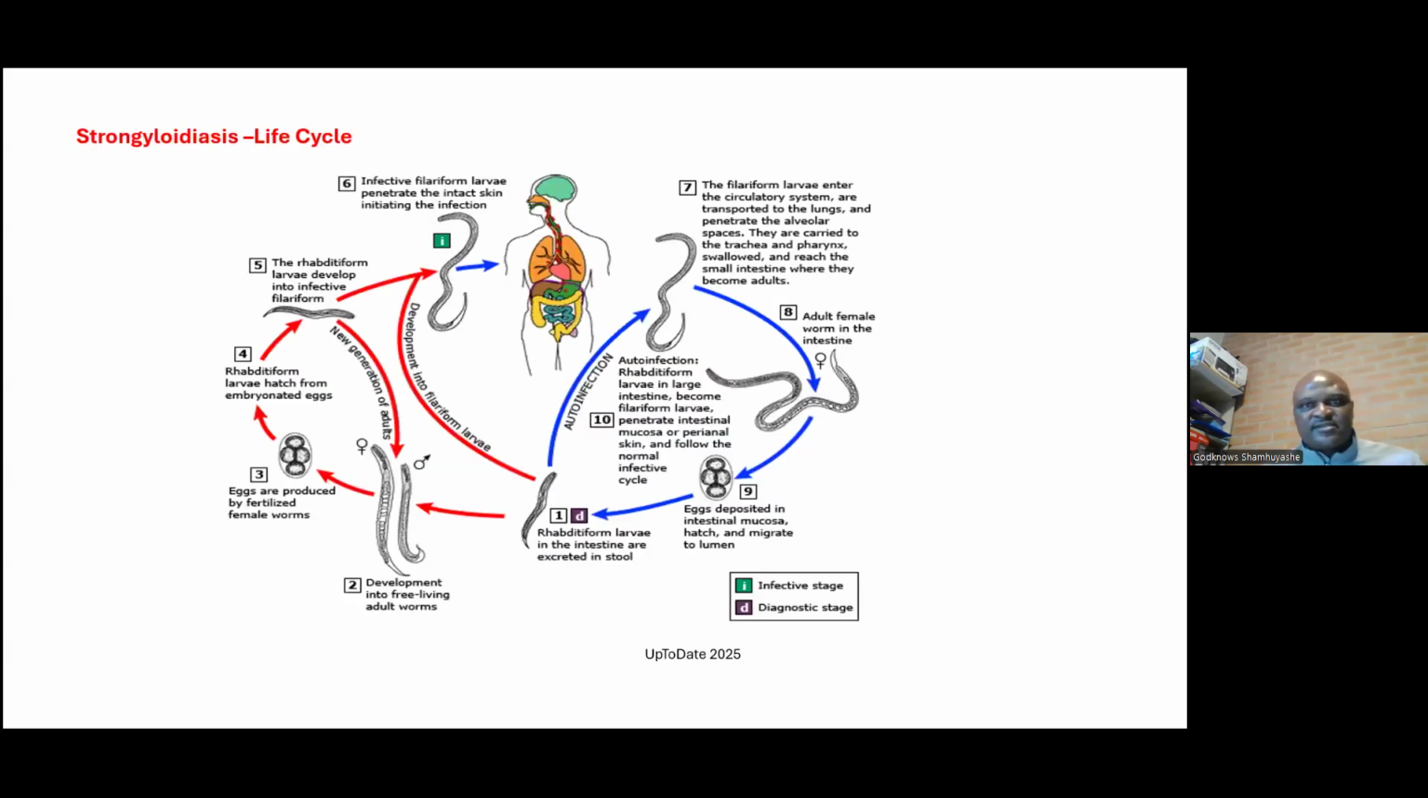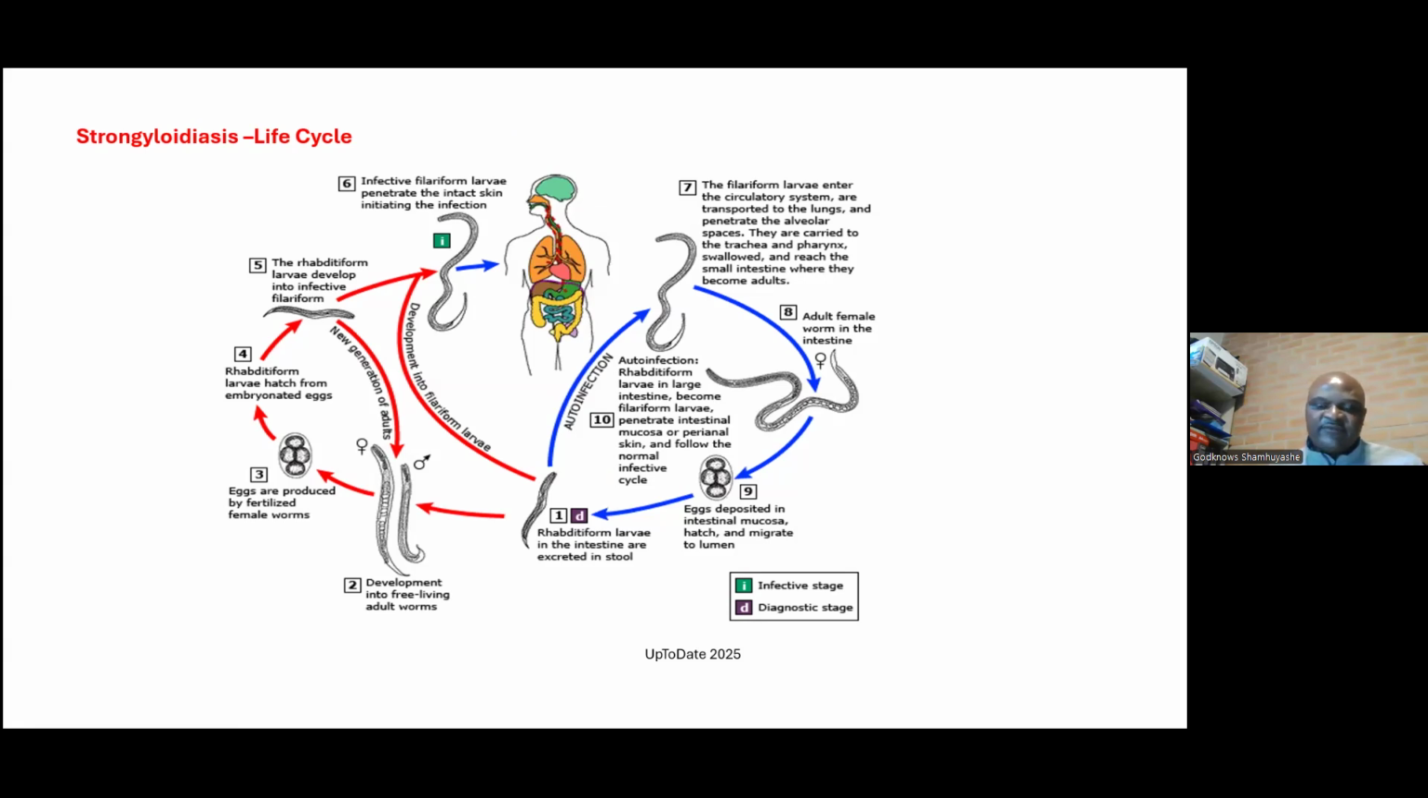So moving on to strongyloidiasis, like many helminthiases, the spectrum of clinical manifestation is underpinned by the worm's life cycle in the human host. We have the larva, which is excreted in the stool, and then develops into free-living adult worms. The eggs are then produced by the fertilized female worms, and the larvae hatch from the embryonated eggs and develop into infective filariform larvae. These infective filariform larvae penetrate the intact skin, initiating the infection. When they are in the circulatory system, they are transported to the lungs and penetrate the alveolar spaces. They are then carried into the trachea and pharynx, swallowed, and reach the small intestine, where they become adults.